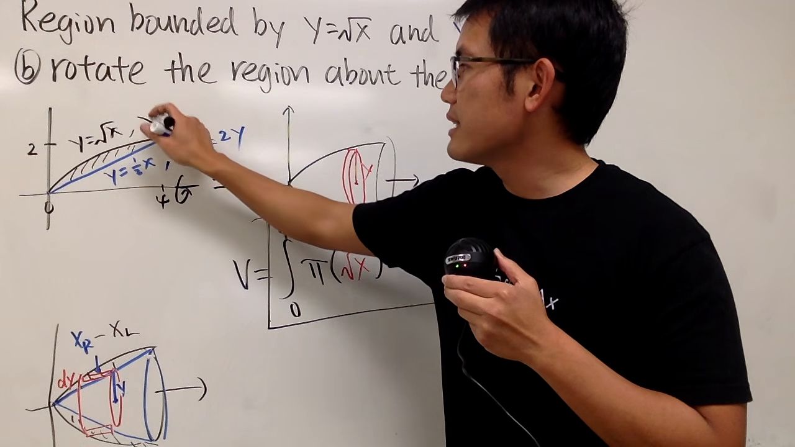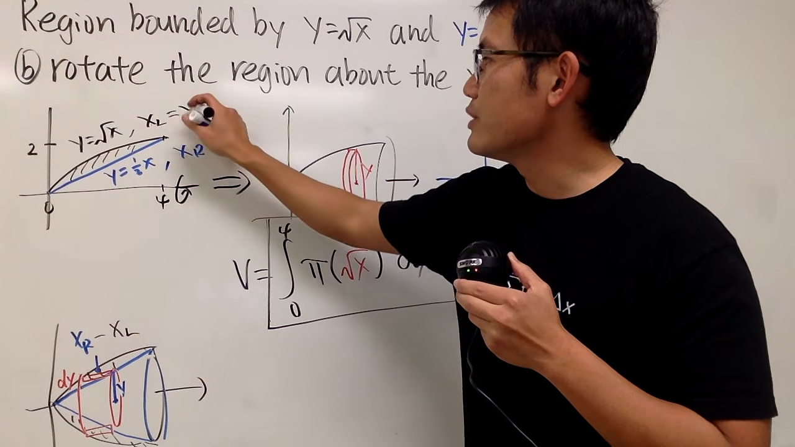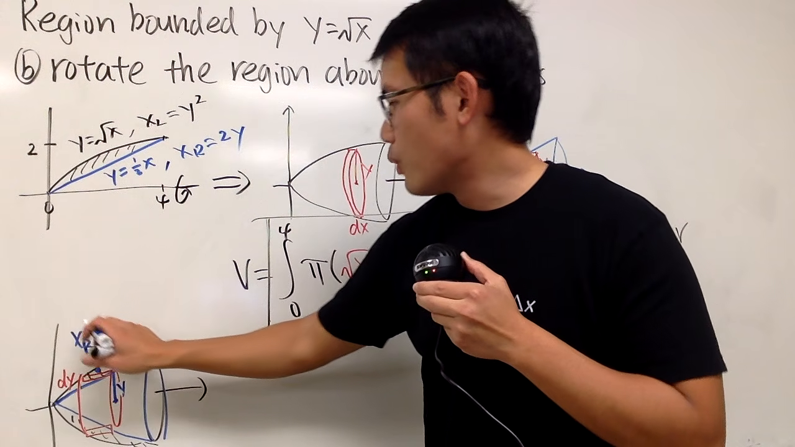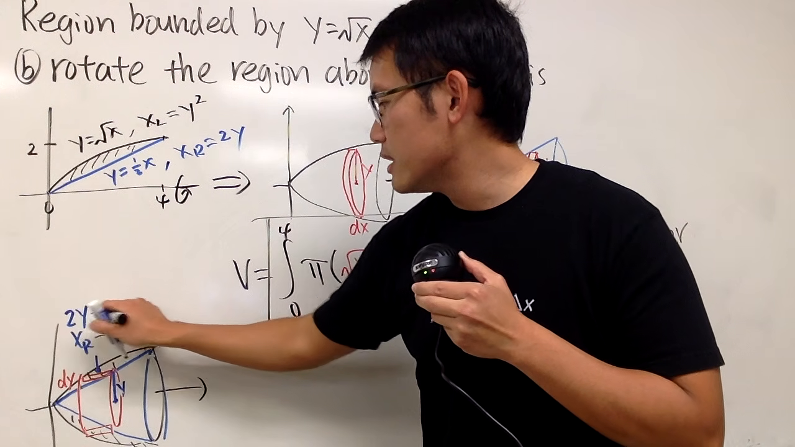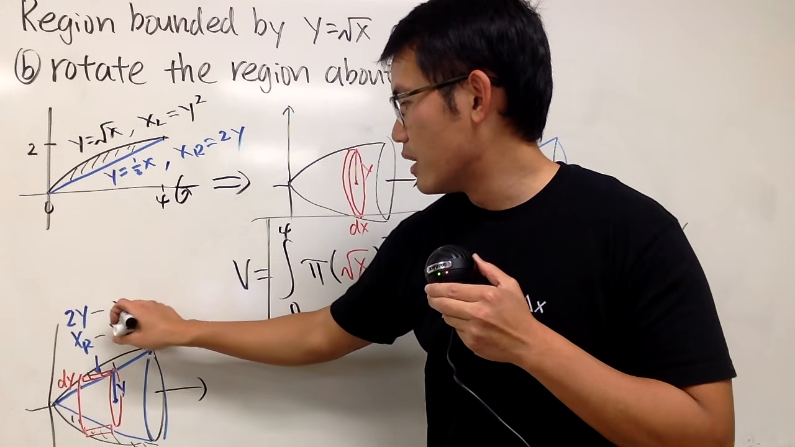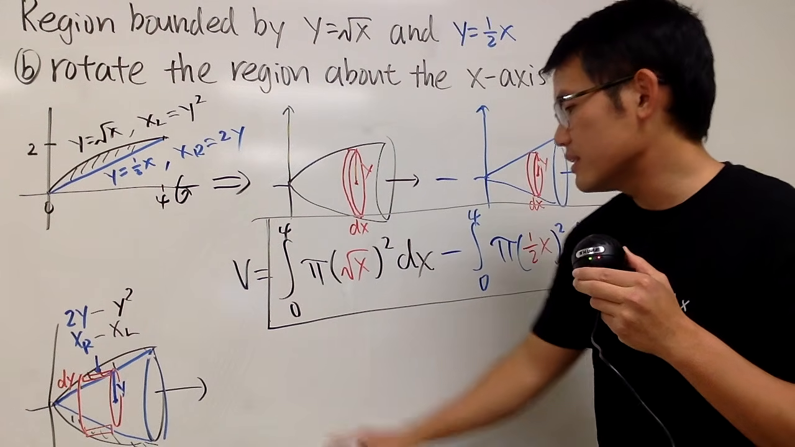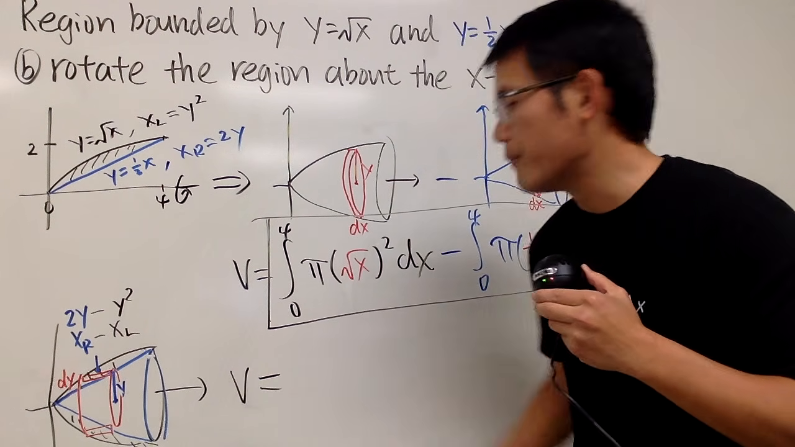And similarly, the x on the left, you square both sides, you get y squared. So this right here is actually just equal to 2y minus y squared. And that will be for the height for that. And now we have all the ingredients, and I'll put on the volume for you guys right here.